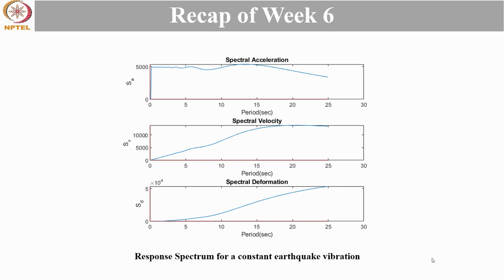We also covered one MATLAB tutorial where we saw how the response spectrum can be obtained by application of a numerical method on different time periods of vibration for a single degree of freedom system. In this MATLAB code, there were two loops running together, one to change the time period and the other to record the response for a particular time period at different time intervals, and then later getting the maximum response for each time period and plotting the response spectrum. In the figure, the top one is for spectral acceleration, the middle one is spectral velocity, and the lower one is for spectral deformation, and how the maximum response for each case changes with the period of vibration. So this was all that was covered in week 6.